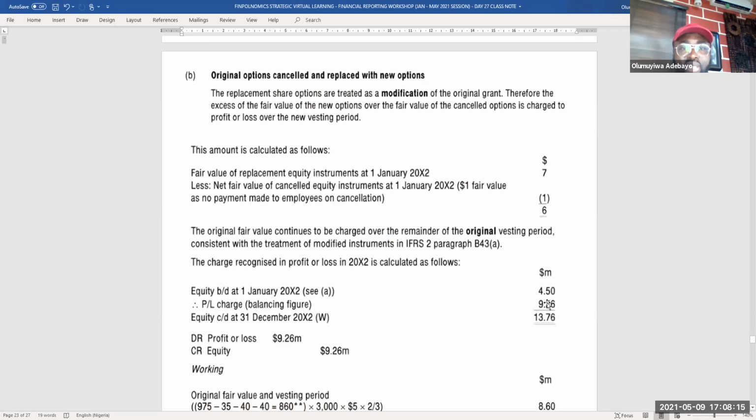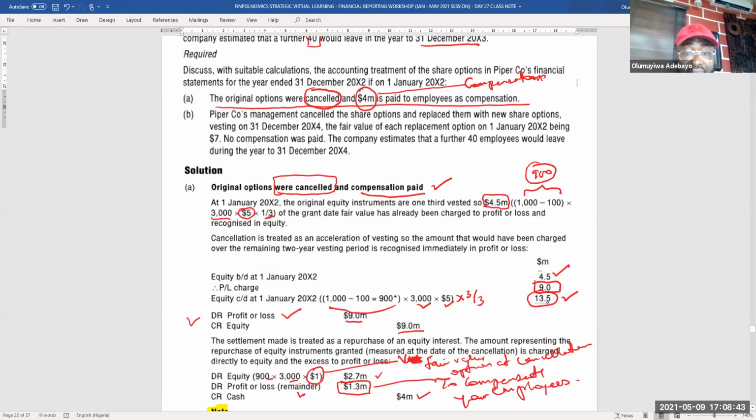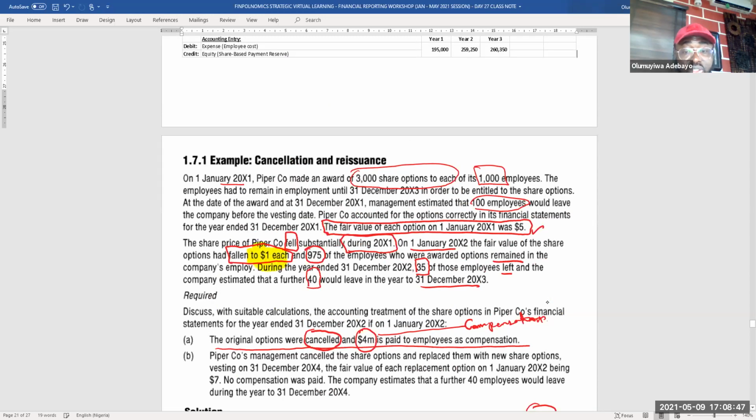Now, what we're going to do here is that the original option is canceled and replaced with a new one. The replacement share options are treated as a modification of the original, which is the first option I mentioned earlier. Therefore, the excess of the fair value of the new option over the fair value of the canceled option is charged to profit or loss over the new vesting period. Now, remember that before now, the value had fallen to $1. But now we have canceled it and reissued another one with a value of $7. And that one is extended to 20x4, which means as at the end of year 1 or beginning of year 2, which had 2 years to go, we have now extended it to 3 years because we have reissued a new one.